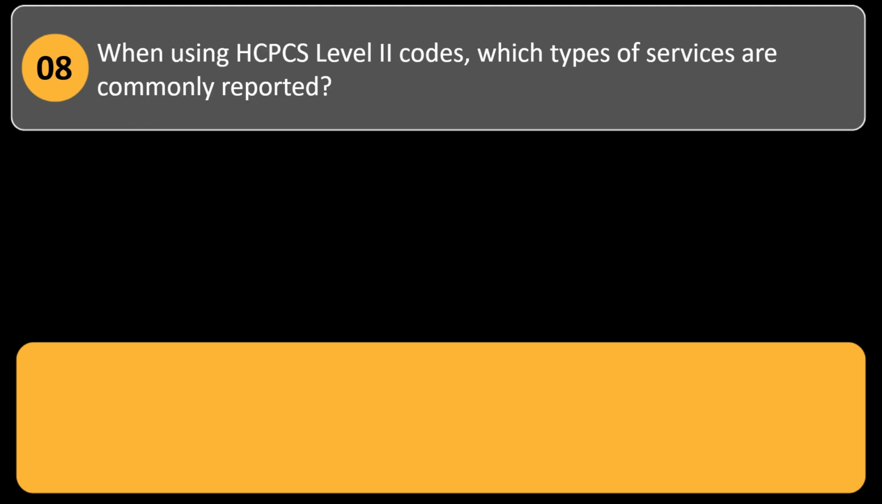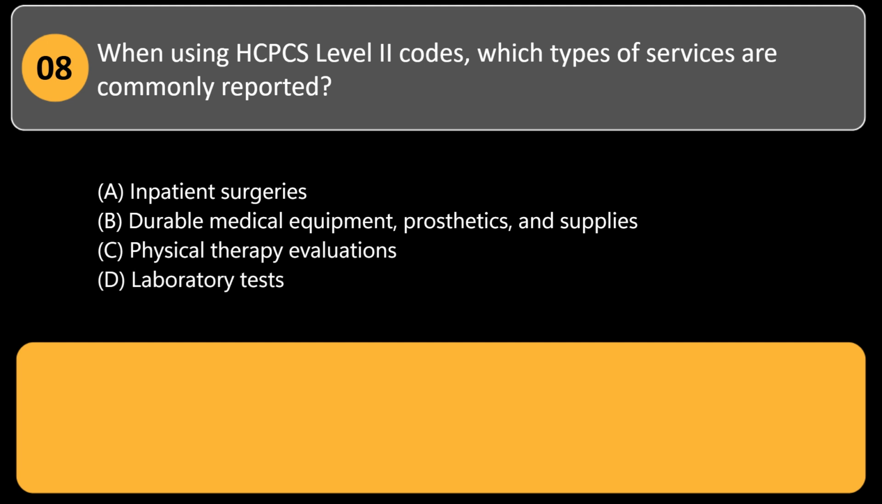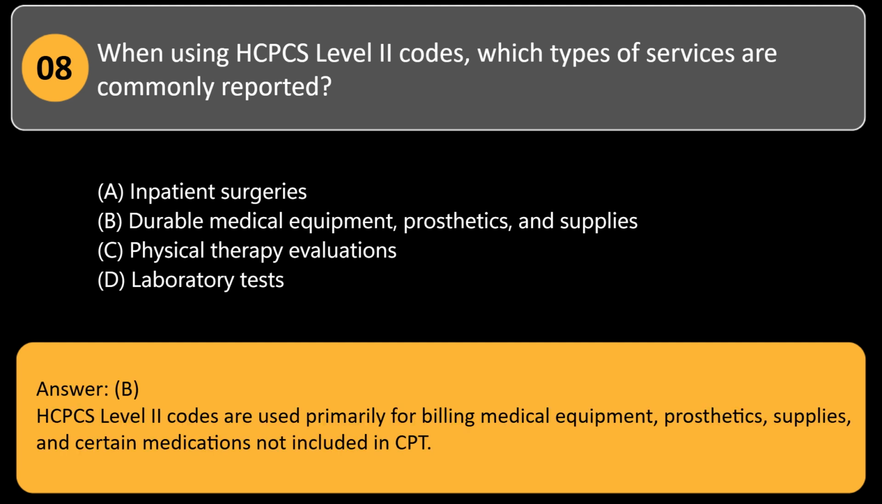When using HCPCS Level II codes, which types of services are commonly reported? A. Inpatient surgeries. B. Durable medical equipment, prosthetics, and supplies. C. Physical therapy evaluations. D. Laboratory tests. Answer: B. HCPCS Level II codes are used primarily for billing medical equipment, prosthetics, supplies, and certain medications not included in CPT.